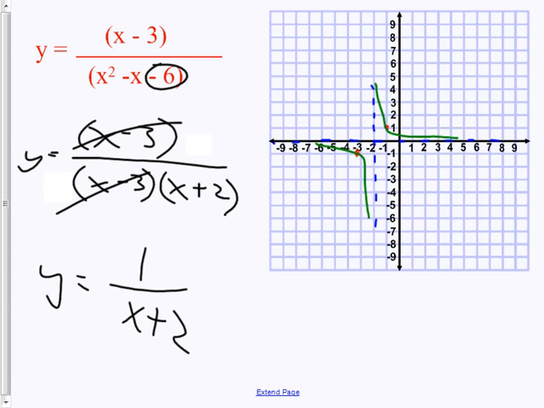And a lot of kids get through all of this, and then they're like, oh, phew, we did that right, and they forget something. The hole. Where was the hole going to be? That is what crashes the graph.